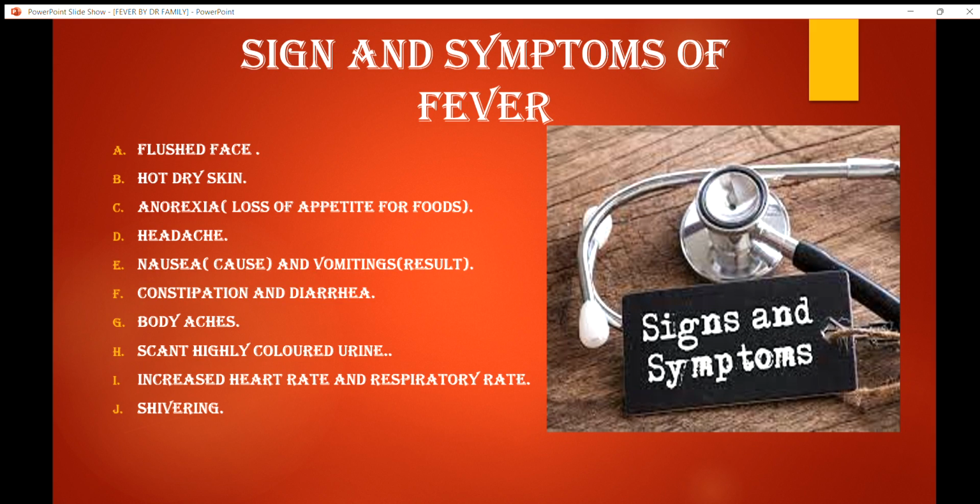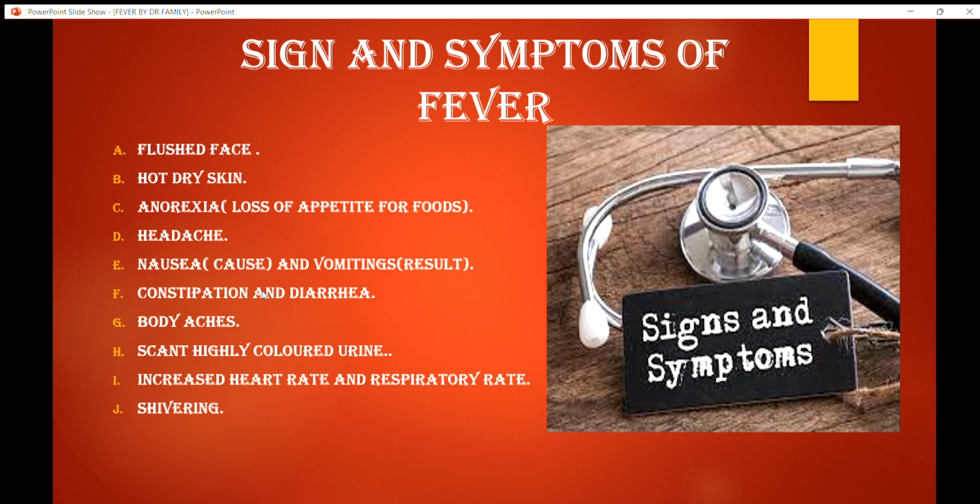And if you see the signs and symptoms of fever, signs and symptoms are nothing but clinical features, meaning how you can identify it. The signs and symptoms are flushed face, hot dry skin. Anorexia means loss of appetite for food. Headache, nausea and vomiting. Nausea is the cause and vomiting is the result. There is an important point: nausea is the cause of vomiting.